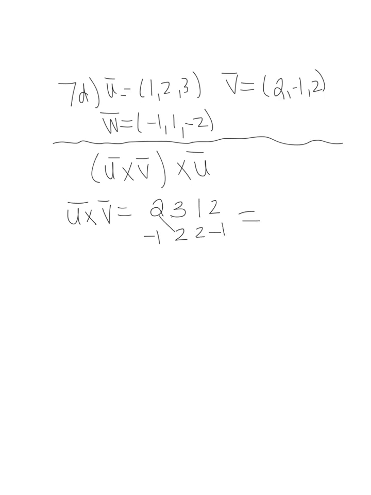2 times 2 is 4. Take away negative 3 is 7. I'm going to go ahead and do the next one. 3 times 2 is 6. Take away 2 is 4. 1 times negative 1 is negative 1. Take away 2 is negative 5.